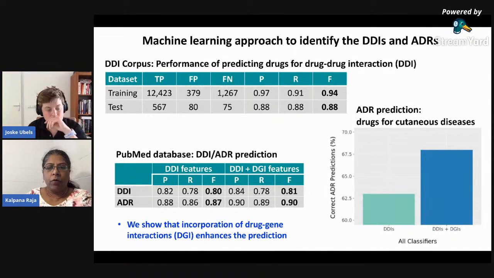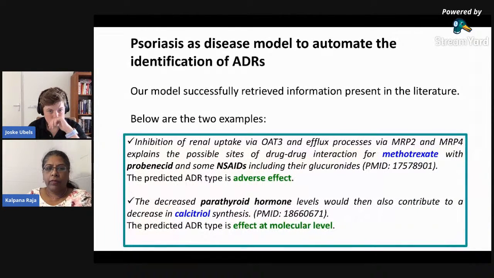We applied this model for drugs for cutaneous diseases. Various diseases we used. Here I'm taking psoriasis as a disease model. So our model successfully retrieved the information present in the literature, and it also predicted new information that is not available in the literature. Some of the examples are below.